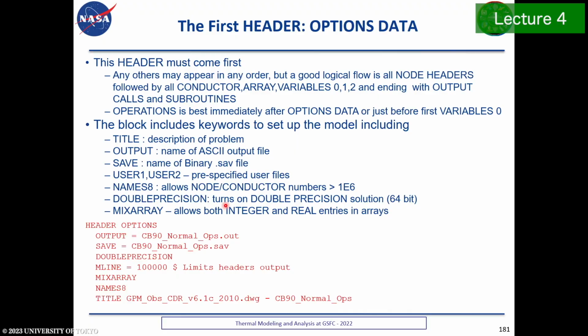All right, so the first header is the options data. We talked about that. Usually you have your output file, your save file, whether you're solving in double precision. I think this is default now. It used to be that you couldn't have more than 6 digits for node numbers or RADK numbers. I think it's now 8 or probably even more than that. Mix array is something that you might see from time to time. This allows you to have both integer and real numbers in an array. And when we get to the data structures, you'll see why that's important.